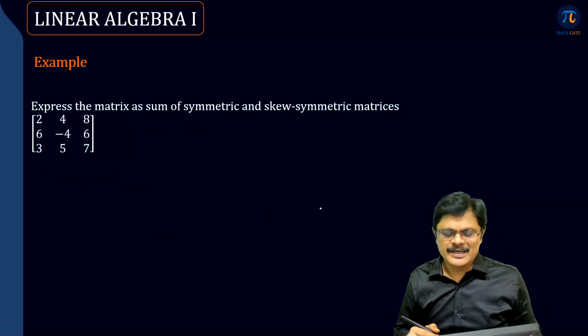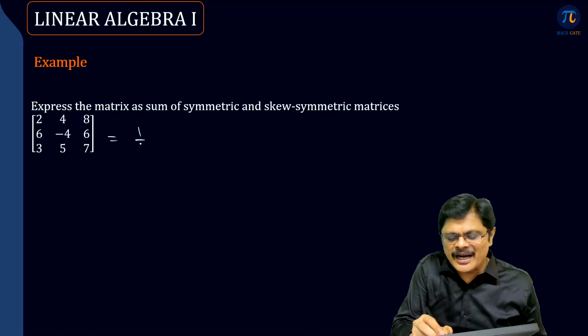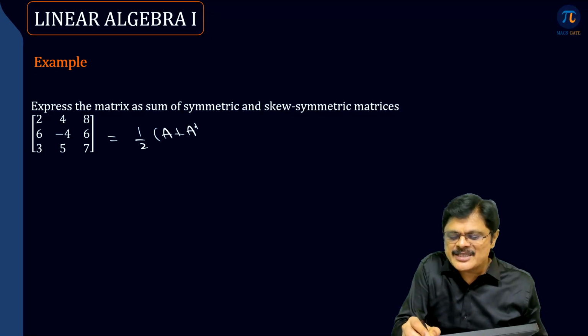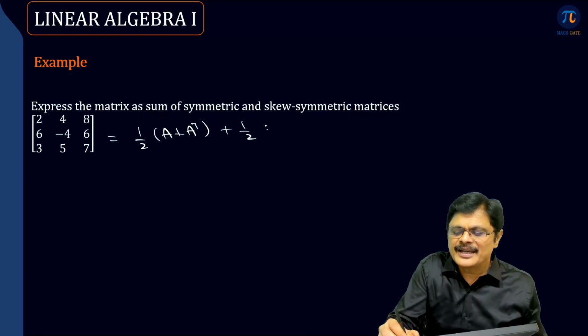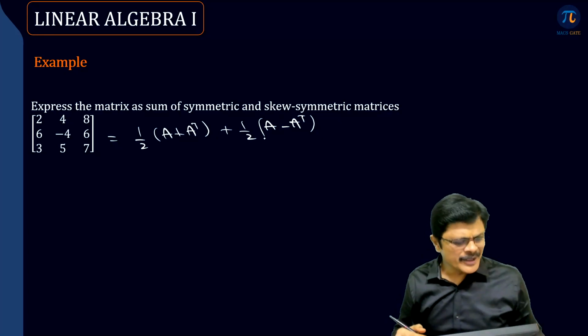That is it. You can try this, my dear friends. This is A, no? So you just need to write half (A plus A transpose) plus half (A minus A transpose). That I am not doing. Please try that, my dear.